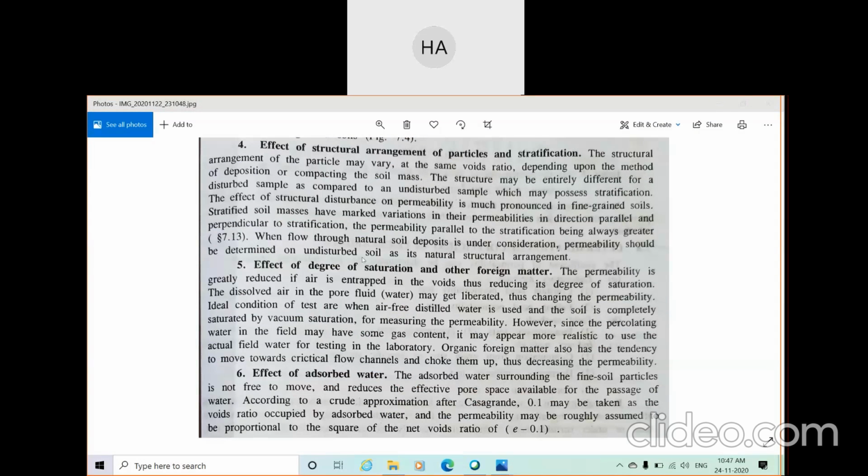So we are discussing the factors affecting permeability, right? Here the fourth factor is the effect of structural arrangement of particles and stratification. To understand this, we have to understand what stratification is. Stratification comes from stratified soil, or layered soil. So what is layered soil? I'll explain here. You can also search in Google, it's very easy to understand.